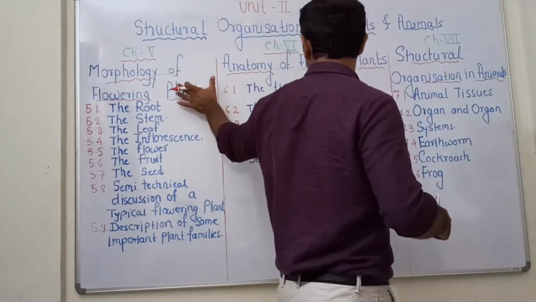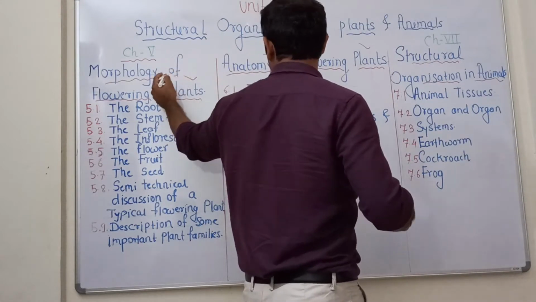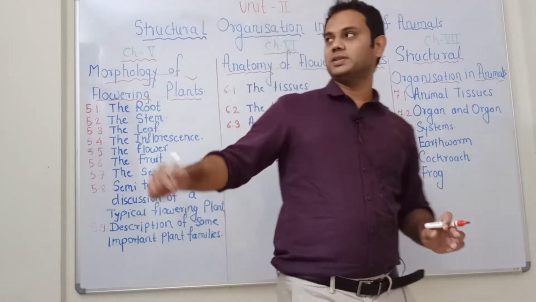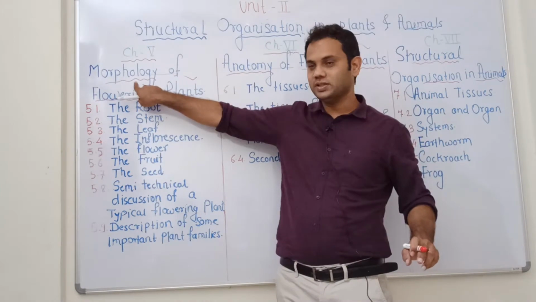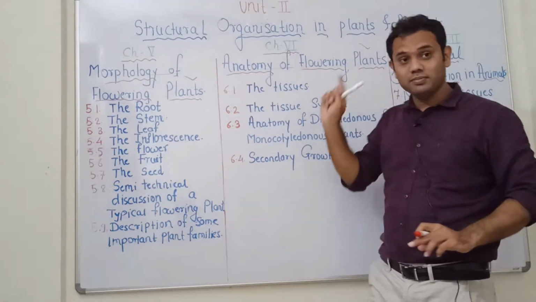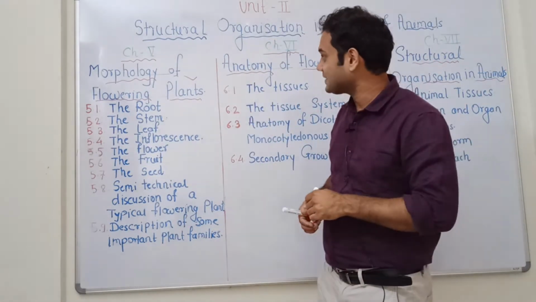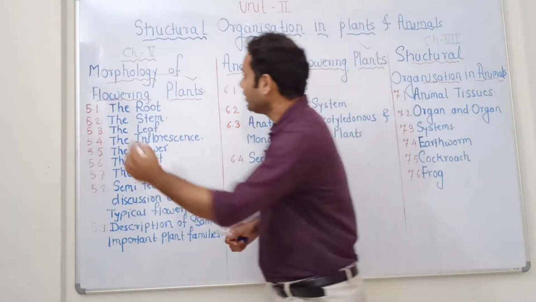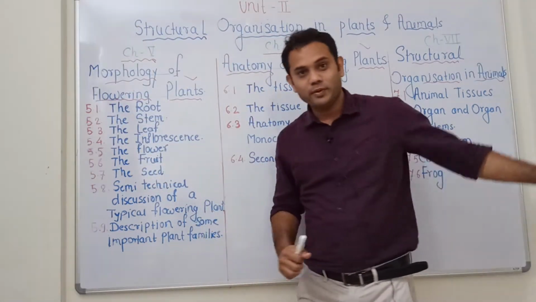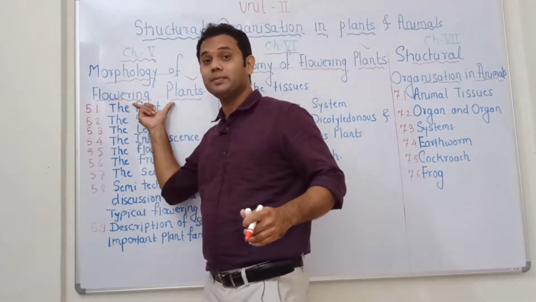You can see that these two chapters deal with plants. One chapter deals with the morphology, and another chapter deals with the anatomy, whereas chapter number 7 is totally related to animals. So let us discuss chapter number 5, which is about the morphology of flowering plants.